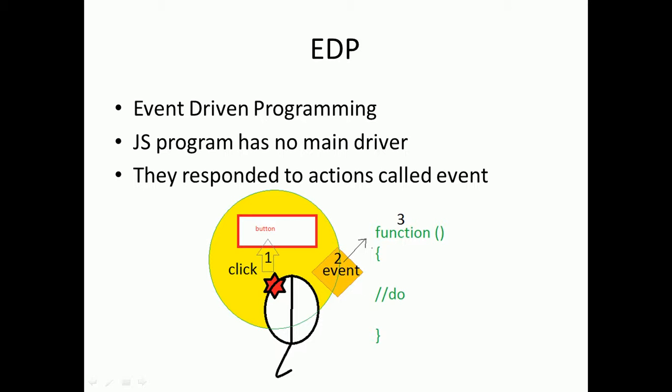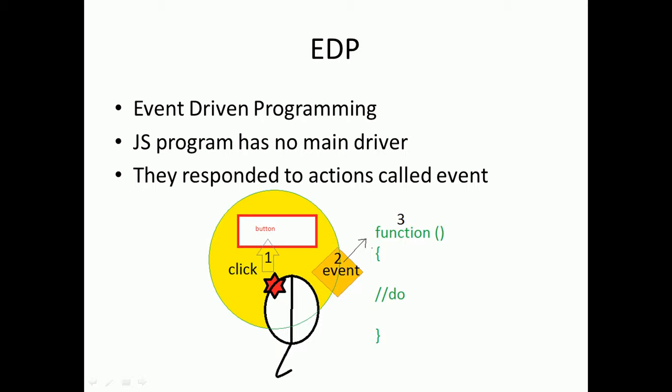EDP, Event-Driven Programming. JavaScript programs have no main driver. So we don't have a driver like we have in Java, for example, or in C Sharp. Because in C Sharp, you define a program, alright? Or in Java, you define a driver, and you run the driver, and the driver runs the entire program. But here we have a different story. Here we have JavaScript. We have a script, alright? We don't have a driver. So we run the page according to a script, according to events and actions.